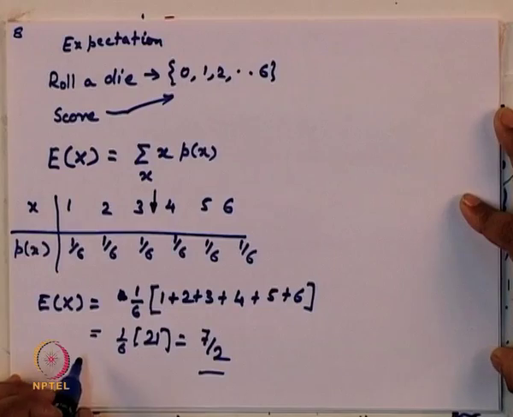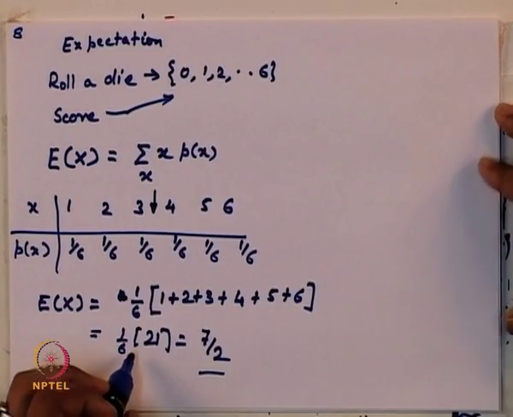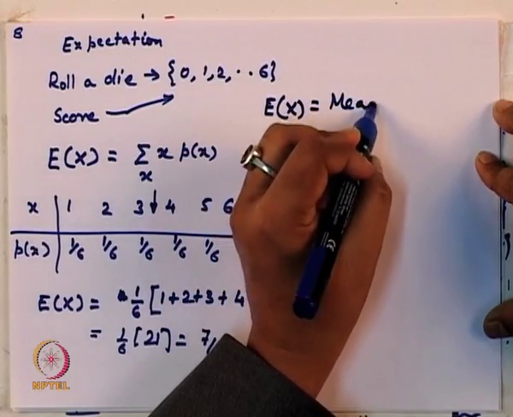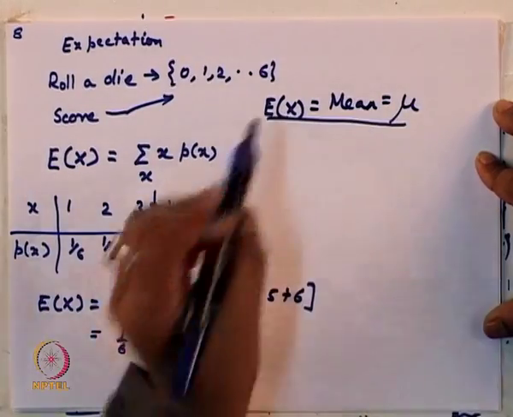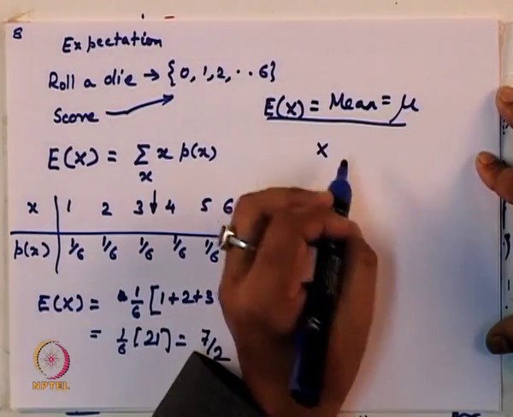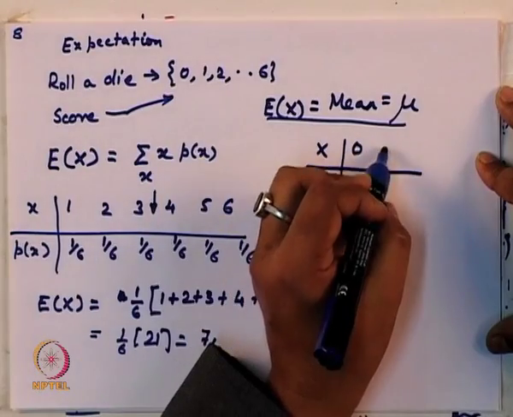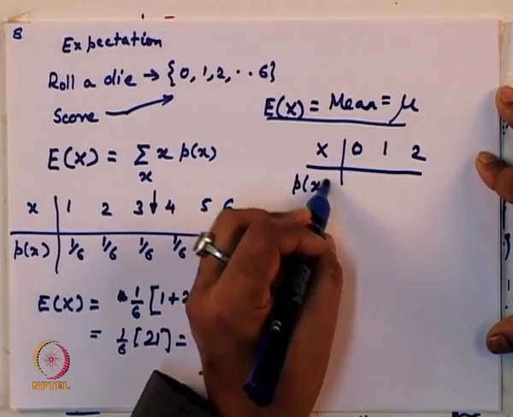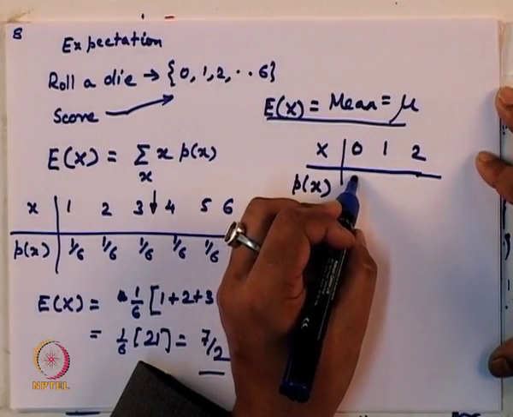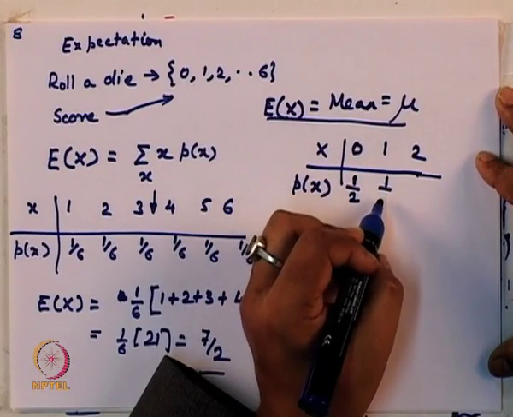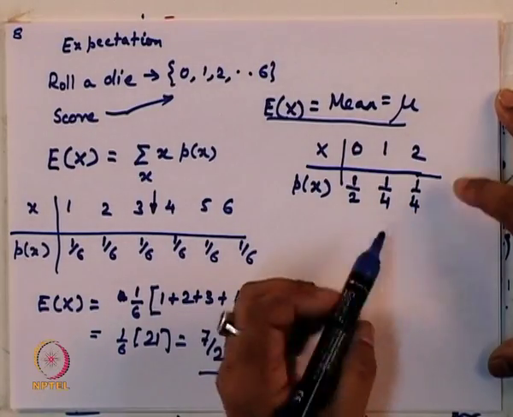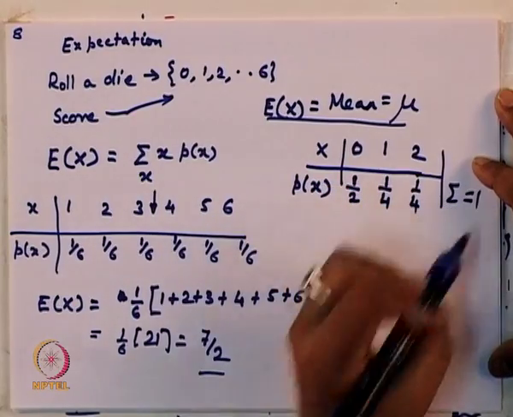So, in general, it is always true that the expectation of x, E of x, is nothing but the mean. E of x is always going to be the mean. So, let us take another case. Let us say my x values can be 0, 1, 2, and the probability values are half, 1/4 and 1/4. So, you see the summation of probability is always equal to 1.